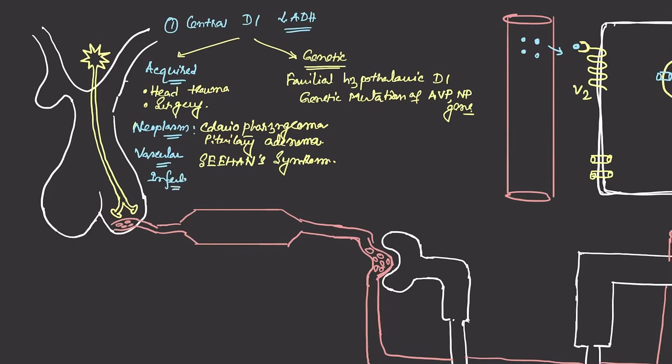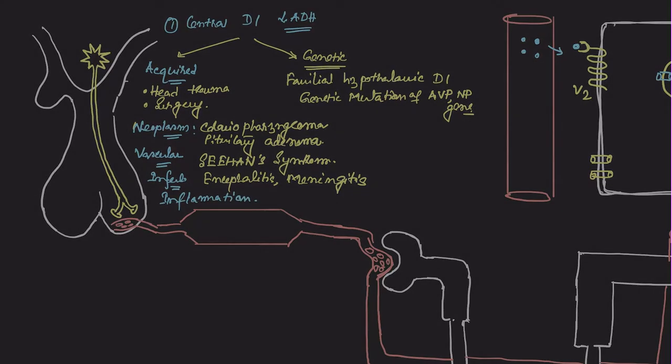Another cause is infections, like encephalitis or meningitis, in which there may also be decreased synthesis or secretion of ADH. It may be due to the inflammation of this part of the central nervous system.